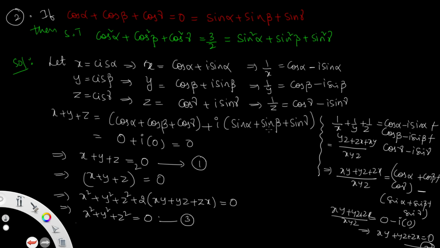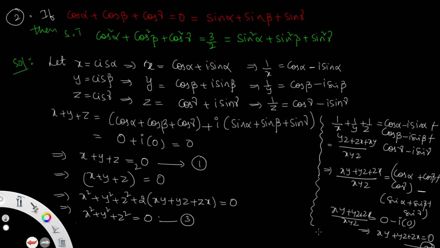So xy plus yz plus zx equal to 0. Now we substitute this. Squaring both sides, (x plus y plus z) square equal to 0, that is x square plus y square plus z square plus 2 into (xy plus yz plus zx) equal to 0. Substituting xy plus yz plus zx equal to 0, then x square plus y square plus z square equal to 0. That's all. This is the value for simplification.